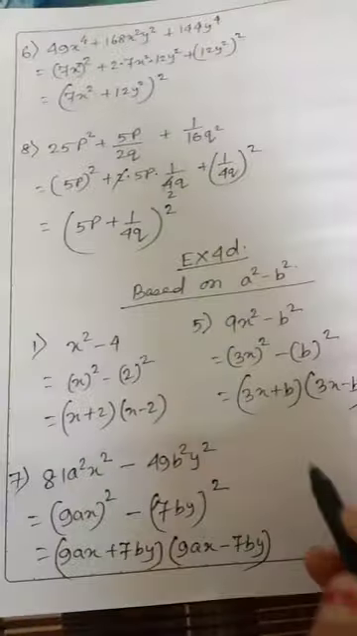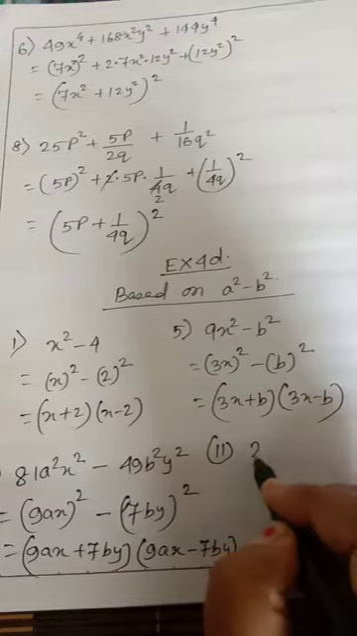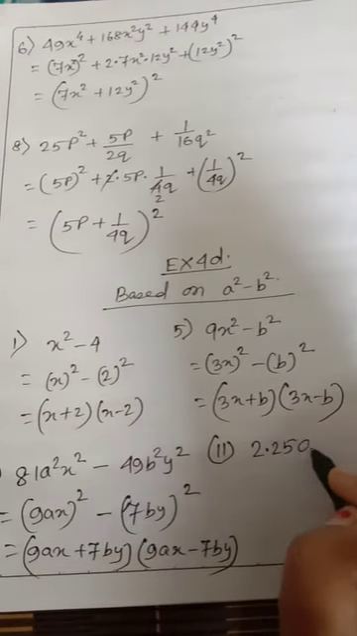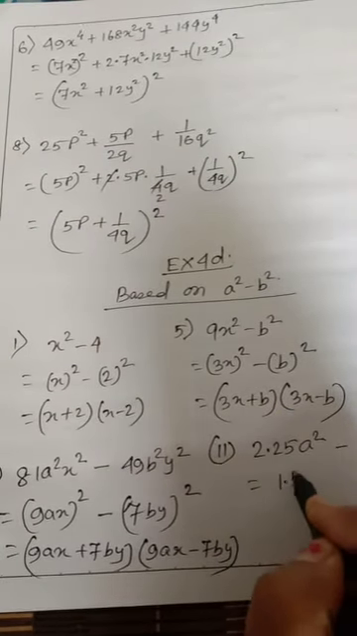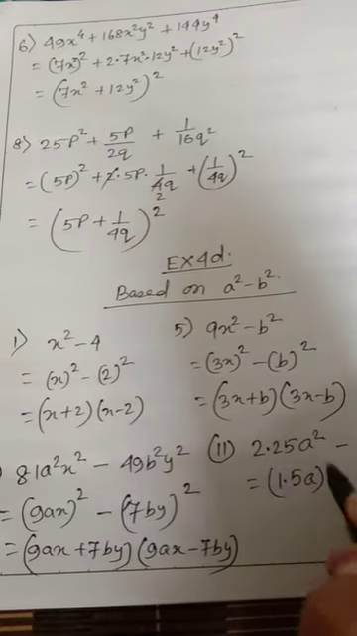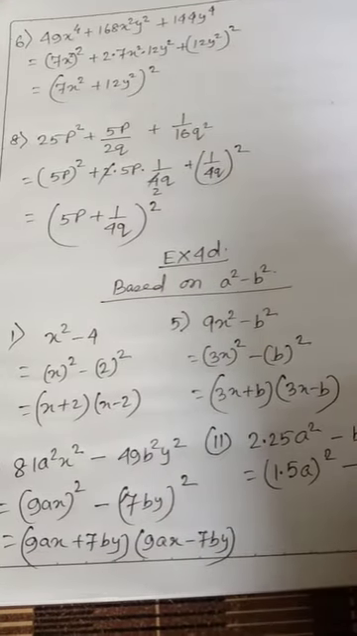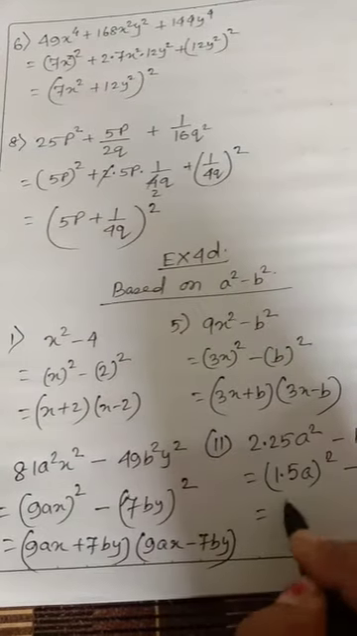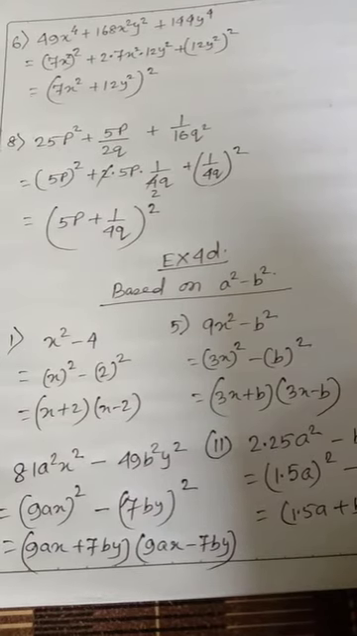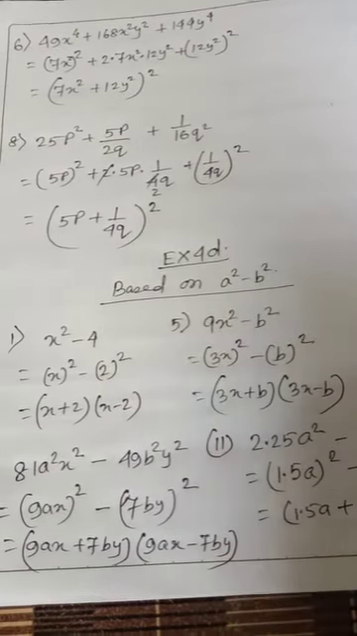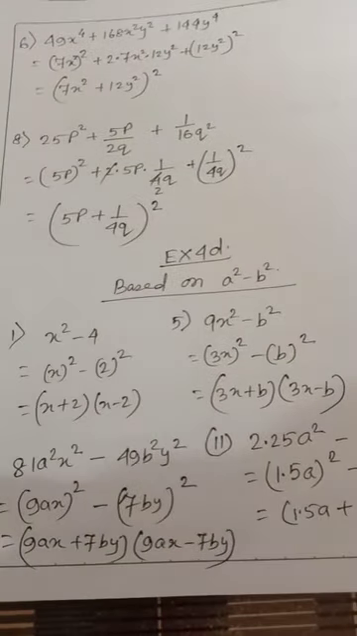Look at question number 11. It is 2.25 a square minus b square. Now we know 15 square is 225. So 2.25, so it will be 1.5 whole square minus b whole square, or 1.5 a plus b, 1.5 a minus b. So this will be the answer of question number 11.